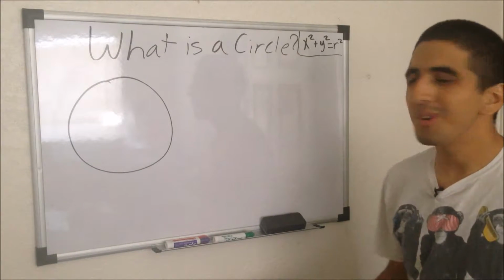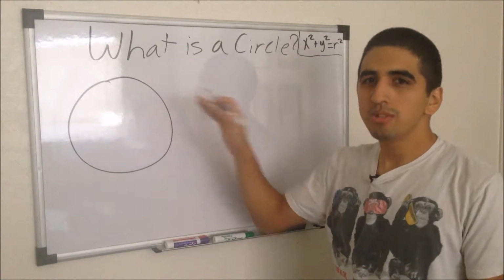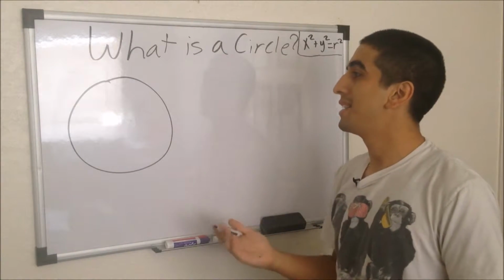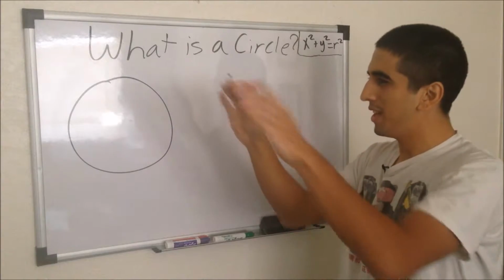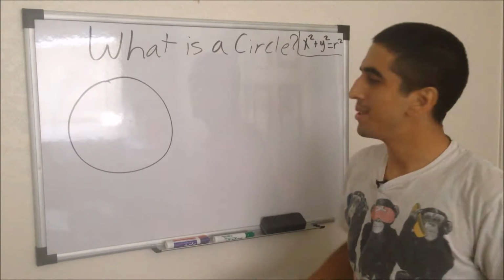So what is a circle? Well, a circle is this thing, right? How would you describe that? I would describe it as round. It's that round thing that looks like this. That's how I would describe a circle.